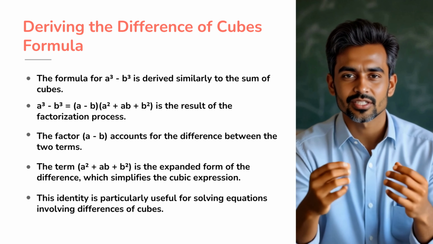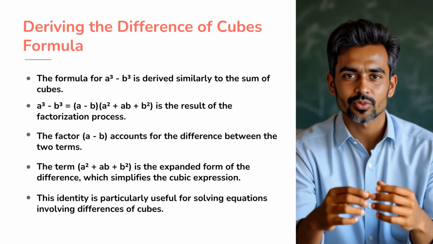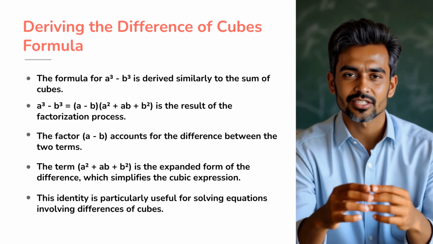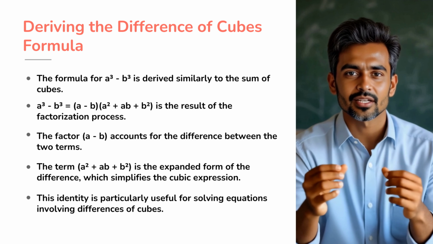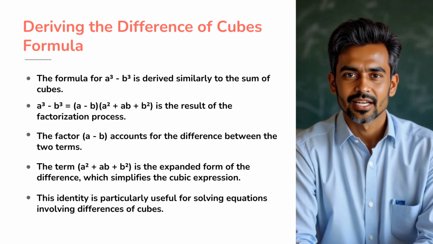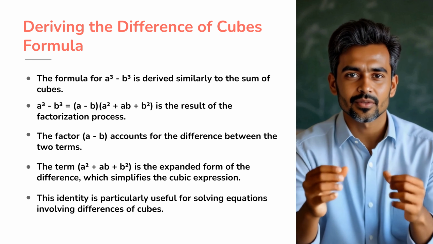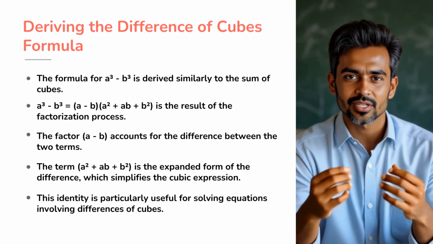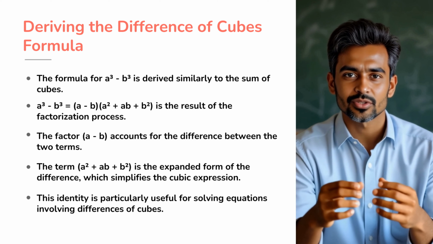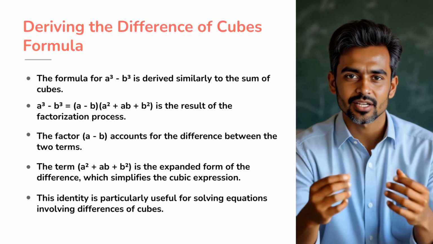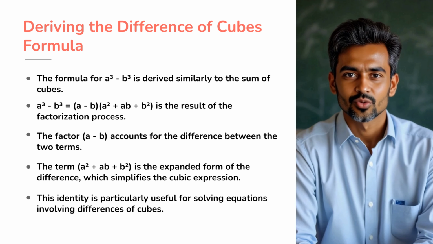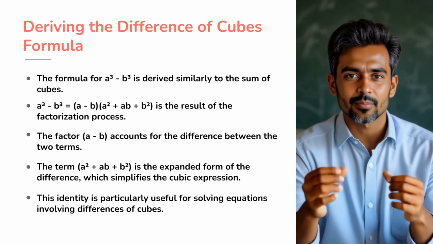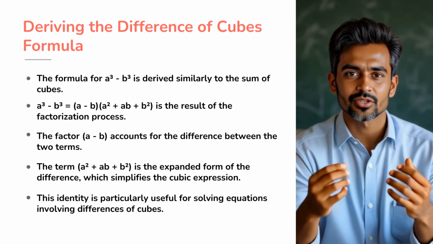Now, let's explore the difference of cubes, a cubed minus b cubed. Again, we can factorize it using a similar process. The difference of cubes can be written as a minus b times a squared plus a times b plus b squared. Here, the first factor, a minus b, accounts for the difference between the two terms. The second factor, a squared plus a times b plus b squared, is the expanded form that makes the equation true. Just like the sum of cubes, the difference of cubes follows an algebraic pattern that simplifies these cubic expressions.